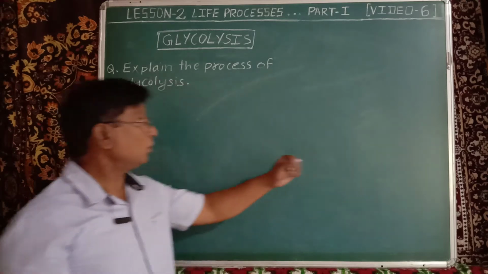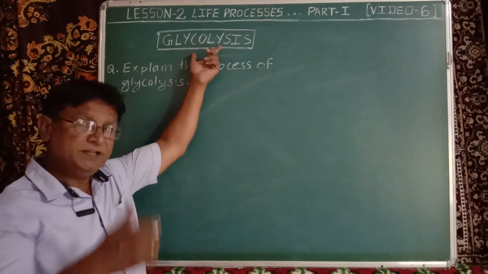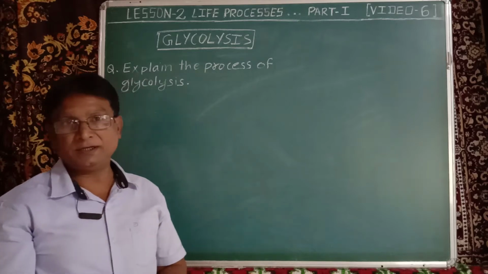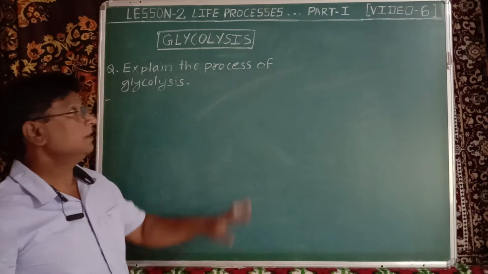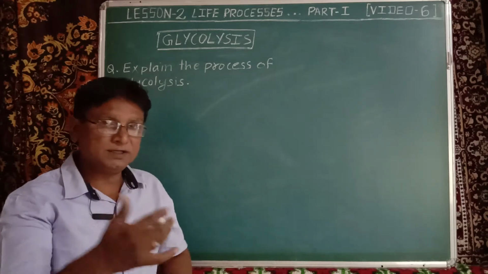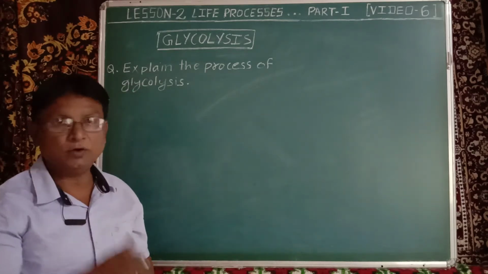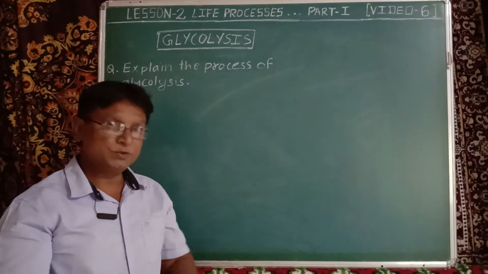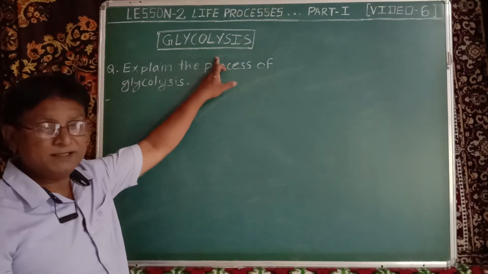Now we are jumping to the next point, each and every step of aerobic respiration, which I am going to explain. The first step is glycolysis, the second step is Krebs cycle, and the third step is electron transport chain or electron transport system. So first I am taking glycolysis.